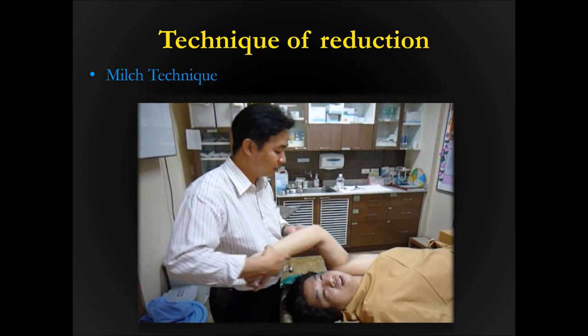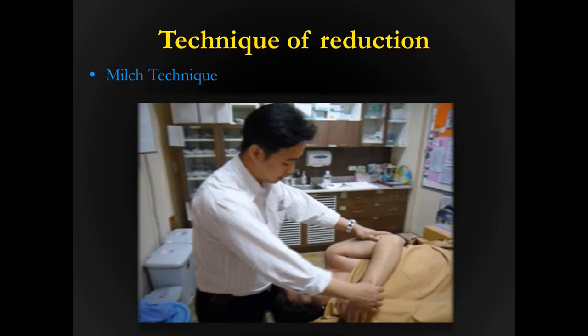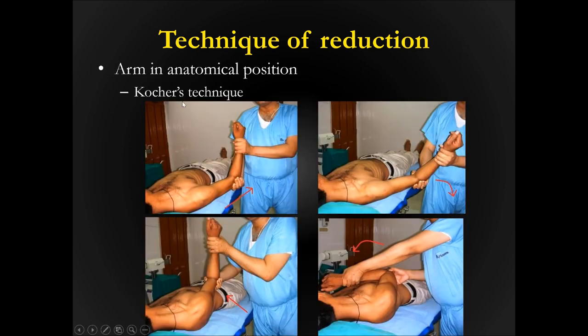Now this was already reduced. I slowly go down. If the patient can go down like this, that means the shoulder was reduced. This we call the Muse technique. You can also do the Kocher technique. In Kocher, you start from external rotation, abduction, adduction, internal rotation, but nowadays we don't recommend it because the rotation needs manipulation like the hip. There are some reports of fracture of the proximal humerus, so we don't recommend doing this.